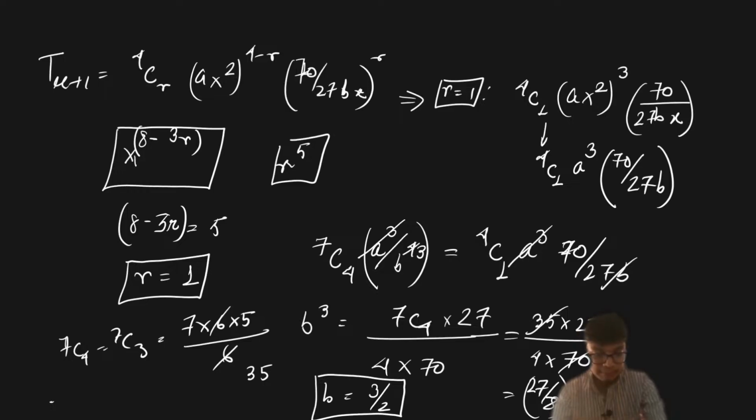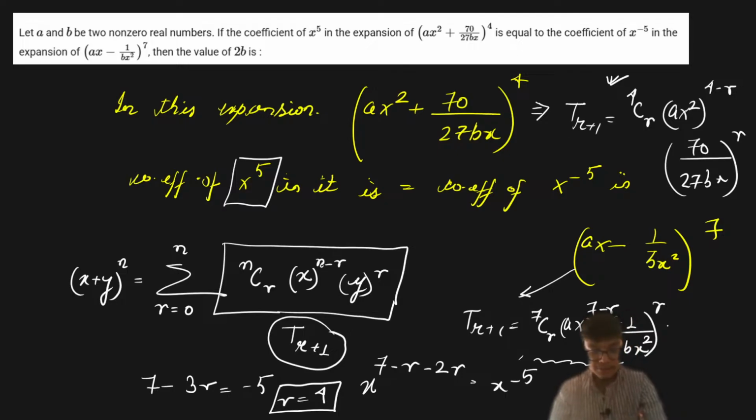So from this we have the b value equal to 3 upon 2. Now, once we have the value of b as 3 by 2, 2 times b is going to be equal to 3. Therefore, the numeric value of this particular problem is equal to 3.